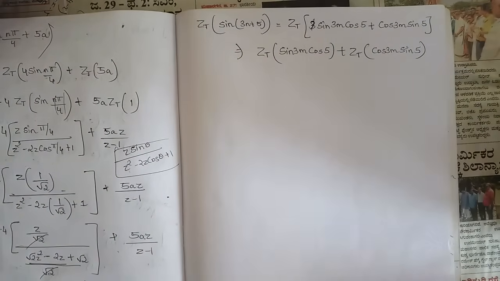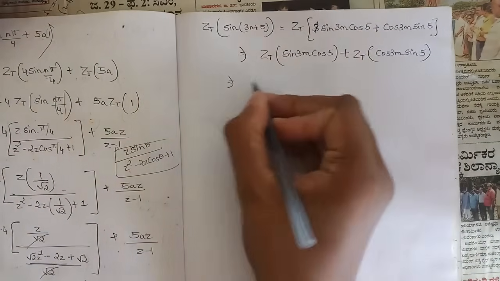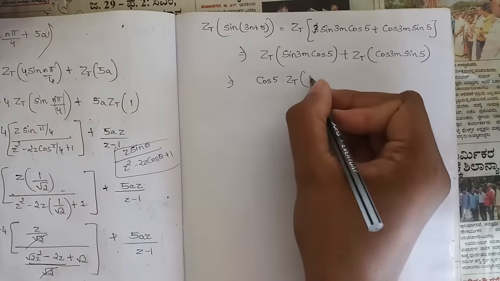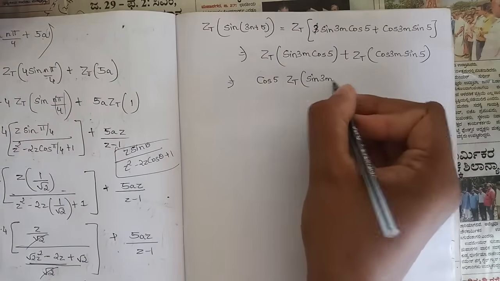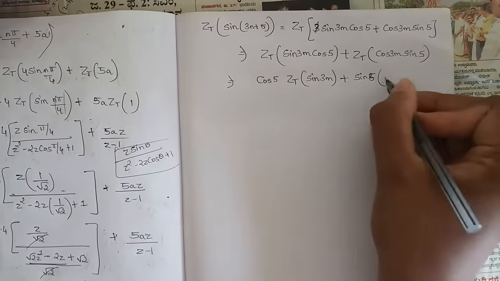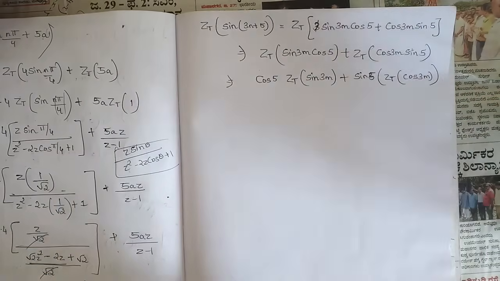As we know, if we substitute those values in the calculator, we'll get a constant decimal value. So we don't need to substitute the value of cos 5 and sin 5 again. We can directly take cos 5 and sin 5 as constants. So we can take the constants outside and write cos 5 times the z transform of sin 3n plus sin 5 times the z transform of cos 3n.